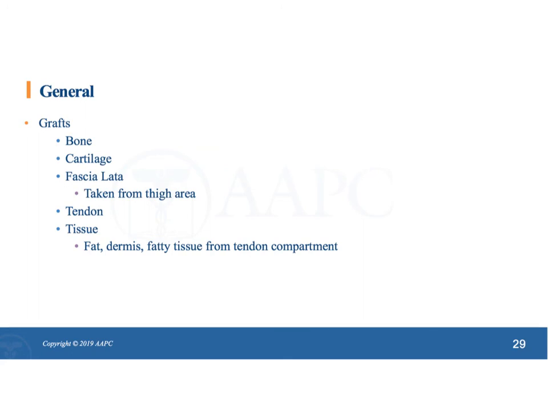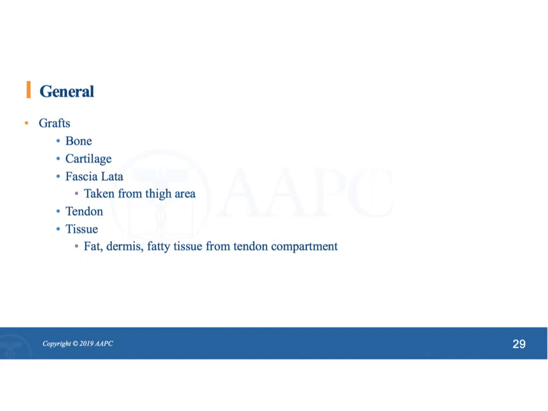Grafts can be of various tissues, such as bone, cartilage, tendon, or fascia lata, and are usually harvested through a separate incision. Following grafts, often a splint or cast is placed to prevent movement or injury while it heals. The fascia lata is the deep fascia of the thigh. It is substantial. It encloses the large thigh muscles and becomes the iliotibial tract.